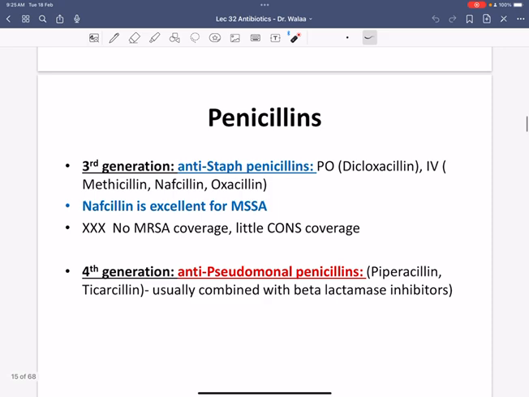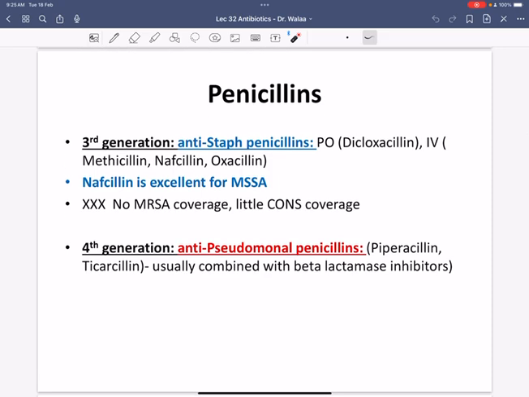Third generation penicillin, we call them anti-staph penicillin. When we say anti-staph, we mean methicillin sensitive staph aureus, not methicillin resistant. So MRSA is not covered by a third generation penicillin. This is a common exam question, okay?